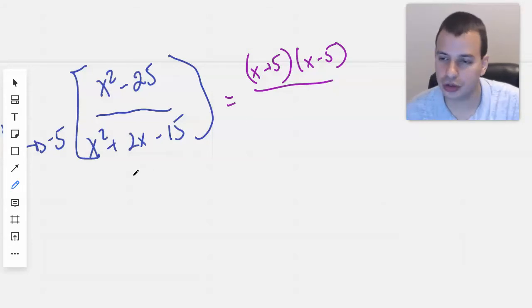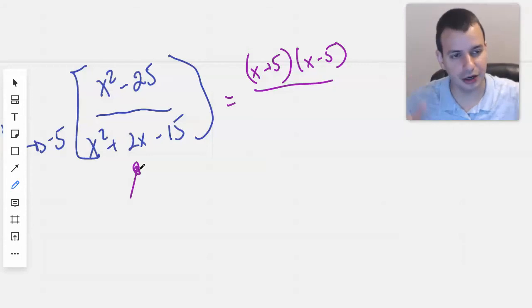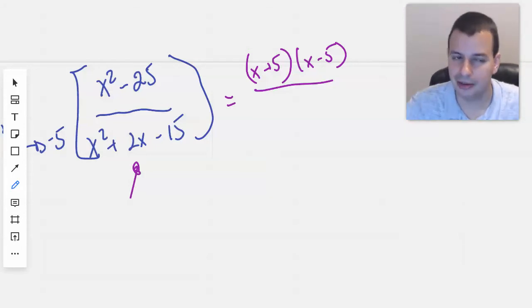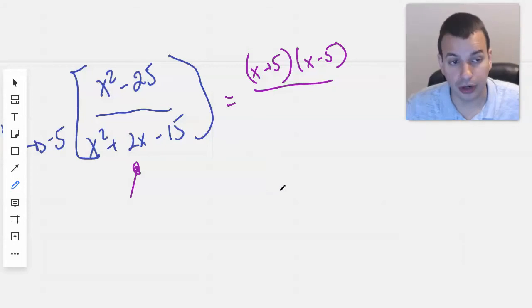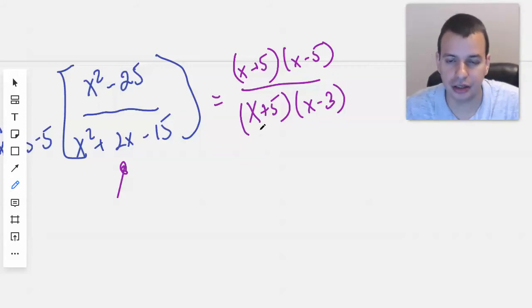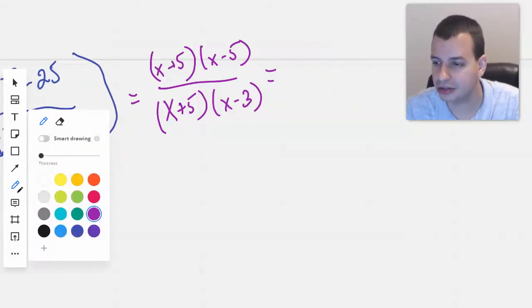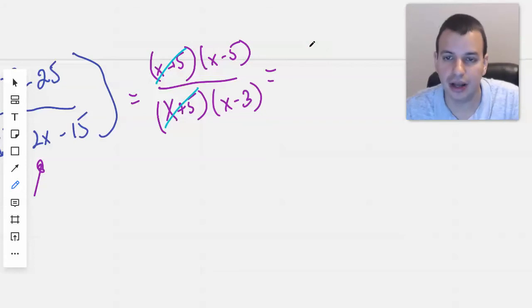And then for the bottom, we can switch that into two binomials. We can defoil it, if you will. If you remember FOIL from algebra, basically first, outside, inner, last. If you do the opposite of that, which is done by either inspection or the quadratic formula, you'd find that if we do x plus 5, x minus 3, then you see x squared, you have 5x minus 3x, which is 2x, and then 5 times -3 is -15. Then we can cancel the x plus 5s, and we're left with x minus 5 over x minus 3.